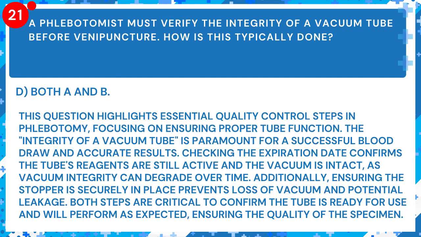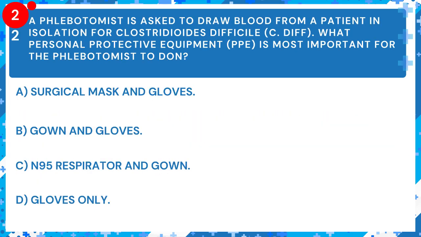Checking the expiration date confirms the tube's reagents are still active and the vacuum is intact, as vacuum integrity can degrade over time. Additionally, ensuring the stopper is securely in place prevents loss of vacuum and potential leakage. Both steps are critical to confirm the tube is ready for use and will perform as expected, ensuring the quality of the specimen.